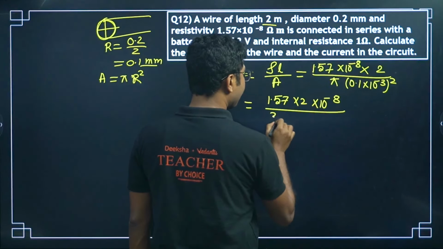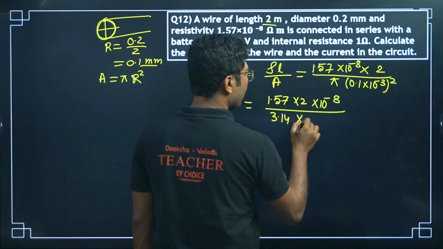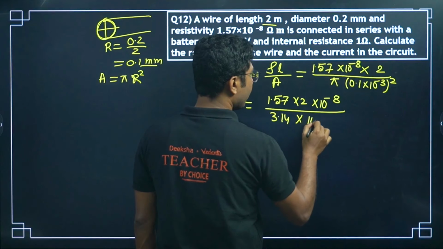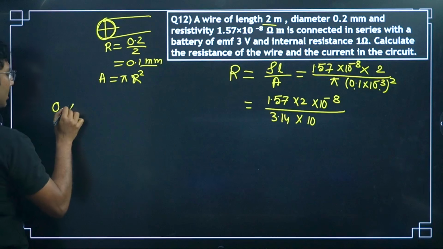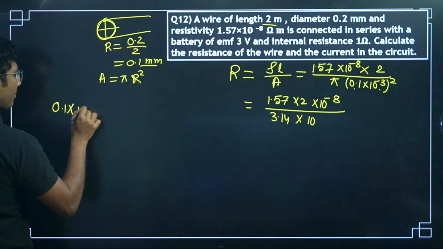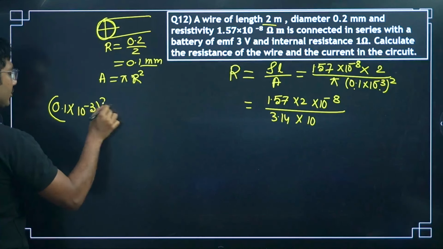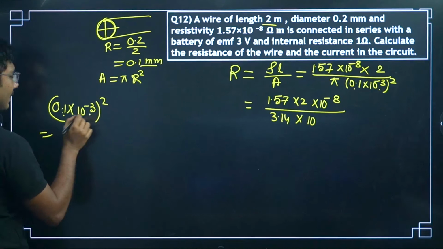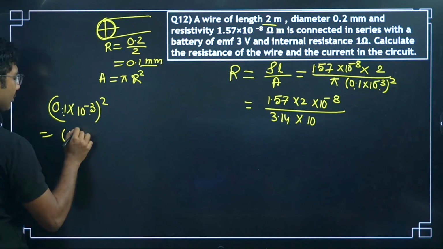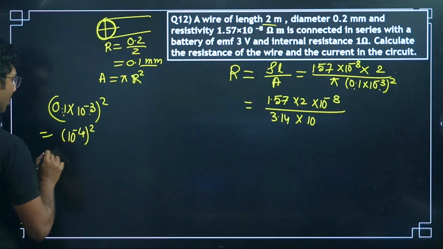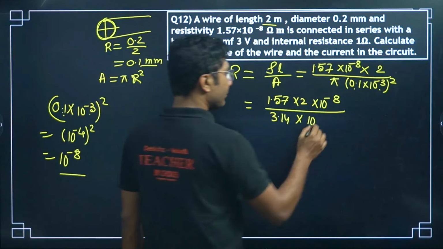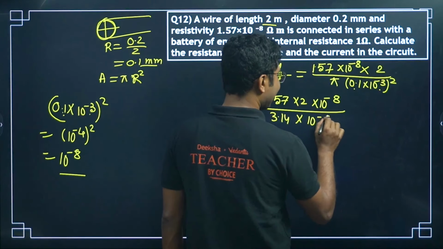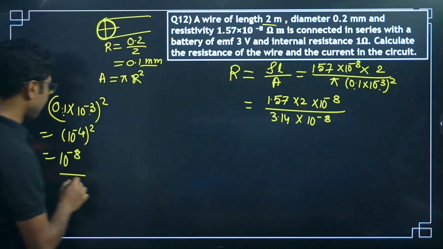So, pi is 3.14 into 10 to the power of 0.1 into 3, 0.1 into 10 to the power of minus 3 whole square. So, that is basically 0.1 and 10 to the power of minus 3, you can write 10 to the power of minus 4 whole square or 10 to the power of minus 8. So, into 10 to the power of minus 8. Okay. So, this is how you can convert.